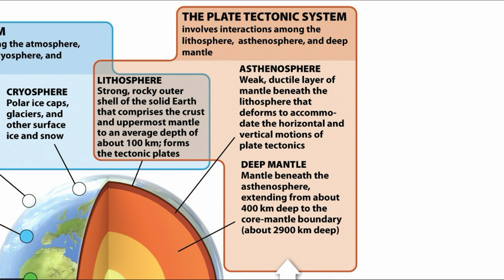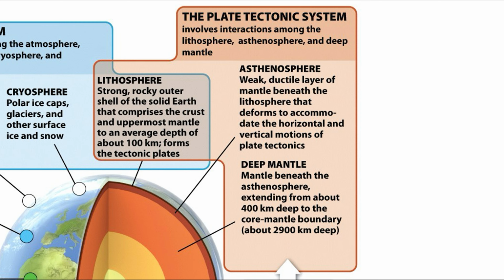The plate tectonic system relates interactions between the lithosphere, the asthenosphere, which we'll learn about in a few modules, and the deep mantle. The lithosphere consists of the strong, rocky, crispy outer shell of the solid Earth that comprises the crust and uppermost mantle to an average depth of about 100 kilometers, forming the tectonic plates. So the lithosphere is about as thick as the atmosphere.